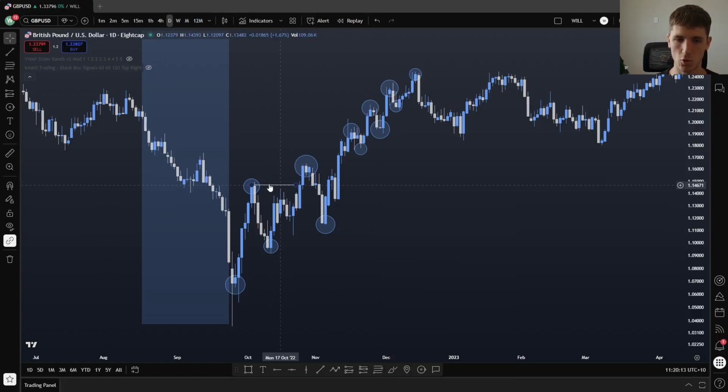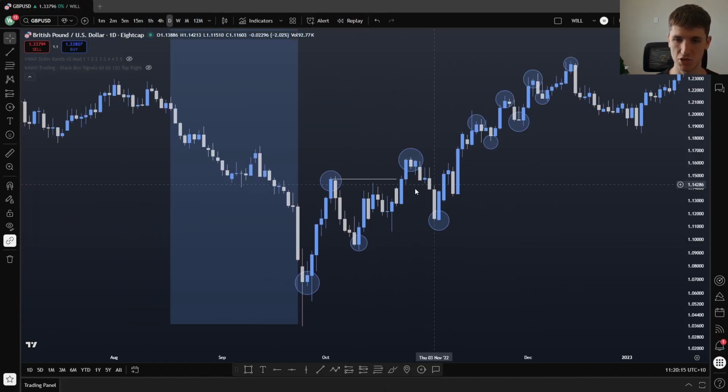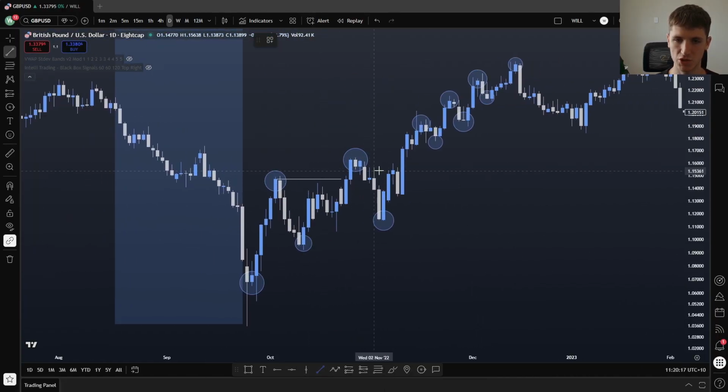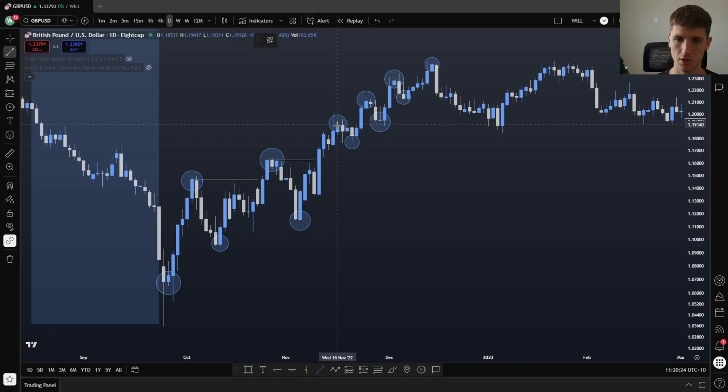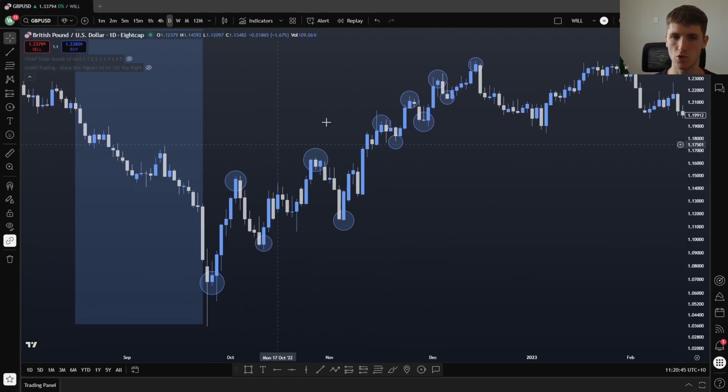And those are what breaks of structure are. So we have one break of structure, second break of structure, it's closed above this level, closed above, closed above, closed above over here as well. So those are all breaks of structure. We're not going to get too advanced with these ones just for now because it's a little bit messy. It's not the best example, but in short, that's how it works.